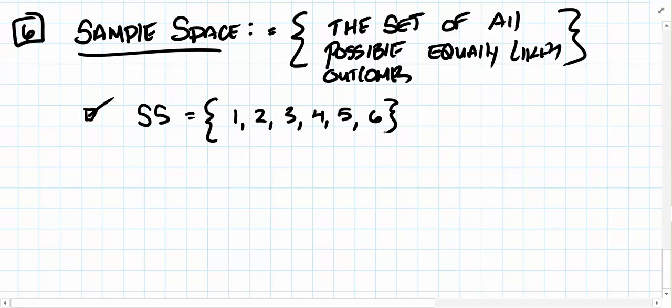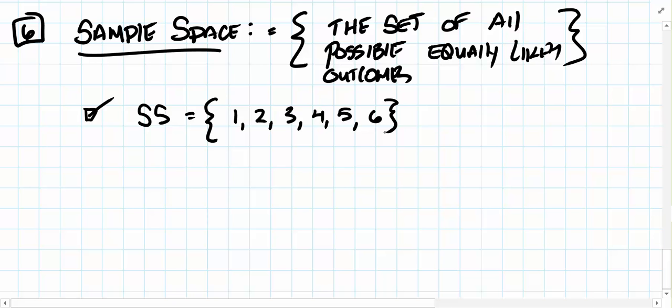When you roll a die, you're guaranteed to get one of these numbers on the top of the die, right? You can't get anything else. You can't roll a 2.5. You can't roll a 7, all right? Unless it's some crazy wacky die. But for a standard normal die, the sample space would be these elements right here.